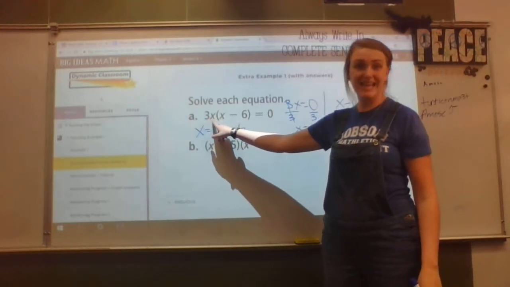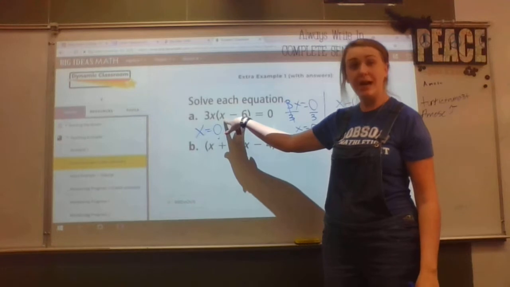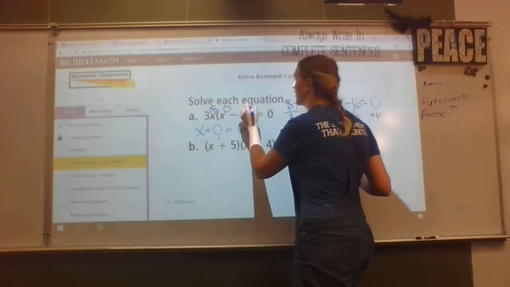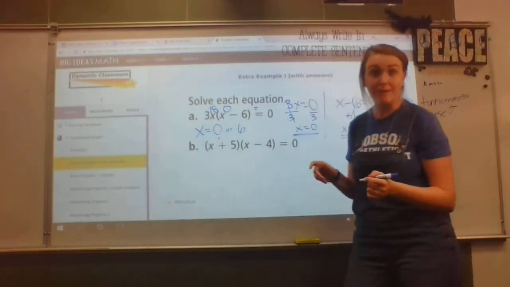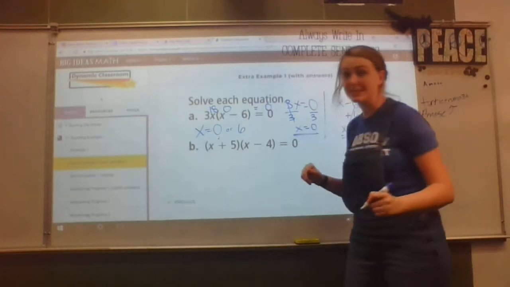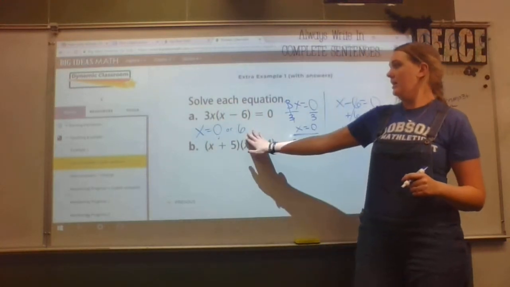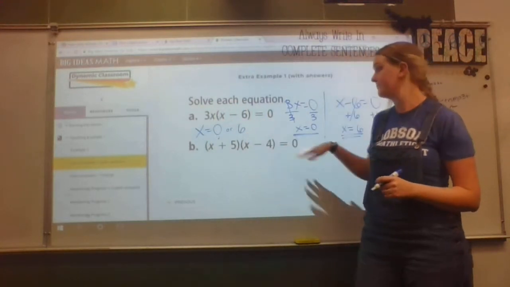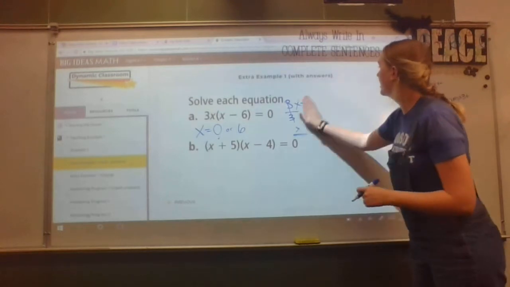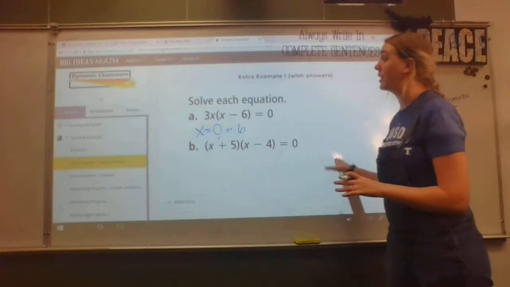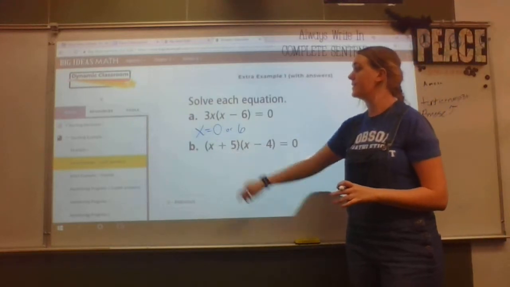Same thing with 6. 3 times 6 is 18. But 6 minus 6 is 0. So what I end up getting here is 18 times 0. Well, as we just yammered about for a long time, that equals 0. As long as one of the terms is 0, when we multiply, they both will be. So that's my answer. If you want to try B on your own and kind of tune me out for a second, you can sure go for it. If you want to see another problem done, though, that's okay.